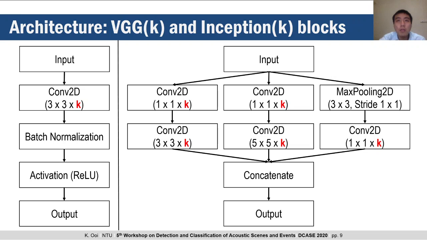For our submission, we made use of variants of VGGNet and InceptionNet. Both VGGNet and InceptionNet are made up of repeating blocks, which we will respectively refer to here as VGGK and InceptionK. K here represents the number of filters in each of the two-dimensional convolutional layers in the blocks, and I highlighted it in red here. On the left, we have the architecture of a VGGK block, which is simply a linear block of two-dimensional convolution followed by a batch normalization and then activation. And on the right here, we have the architecture of an InceptionK block with its characteristic branching and concatenation structure.